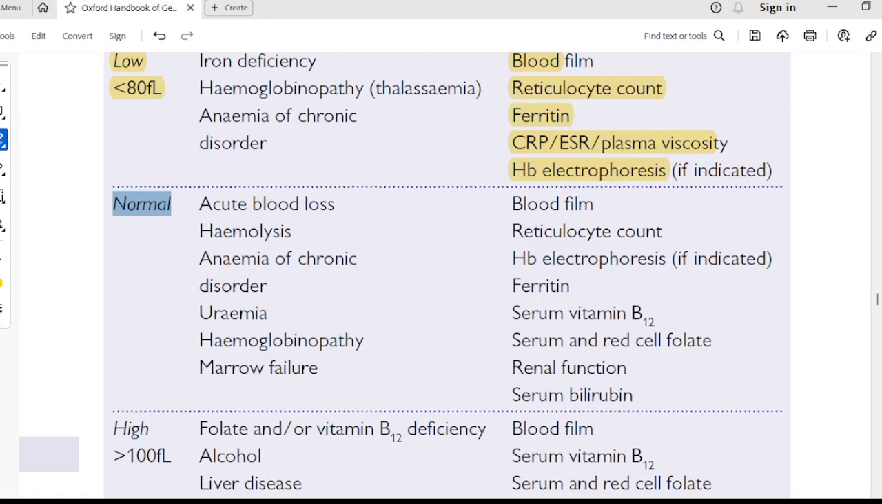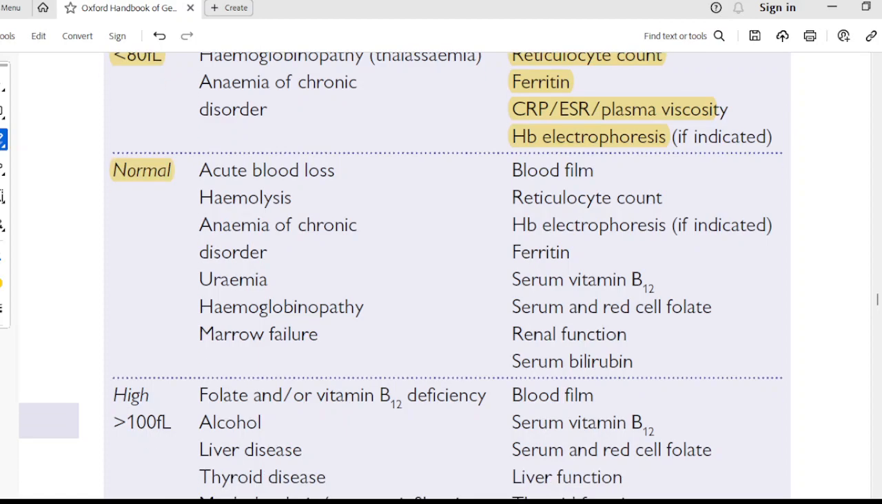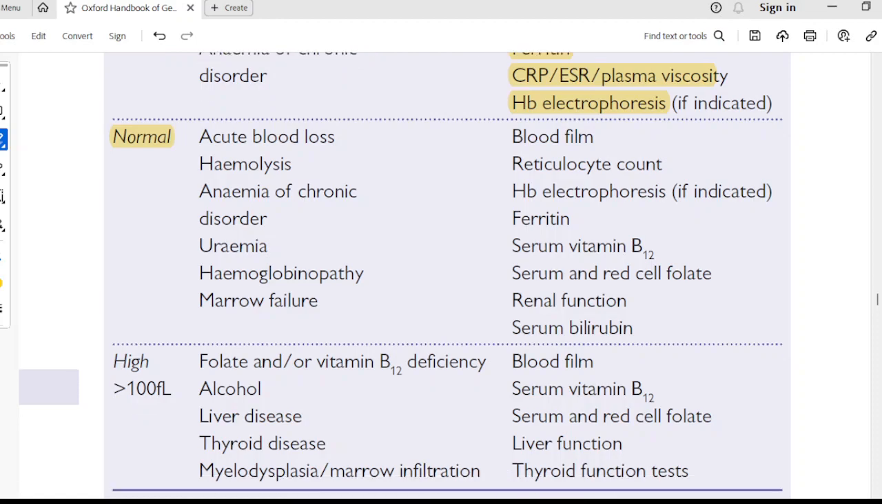Normal MCV. Acute blood loss, hemolysis, anemia of chronic disorder, uremia, hemoglobinopathy, marrow failure. So normocytic anemia, that is MCV is normal, could be due to acute blood loss, hemolysis, anemia of chronic disorder, uremia, hemoglobinopathy or marrow failure. You do a blood film and reticulocyte count. A high reticulocyte count will tell you that sufficient hematopoiesis is going on.